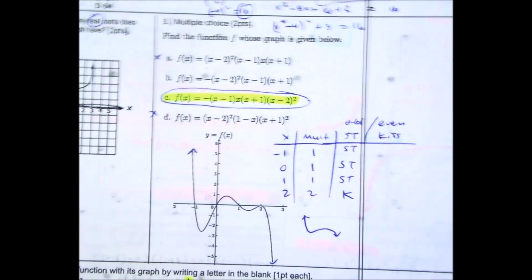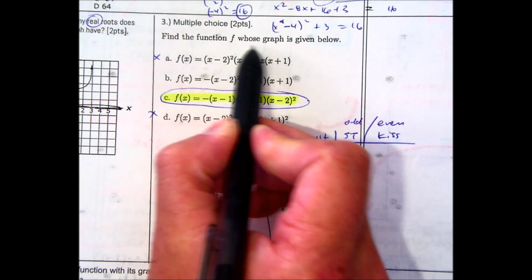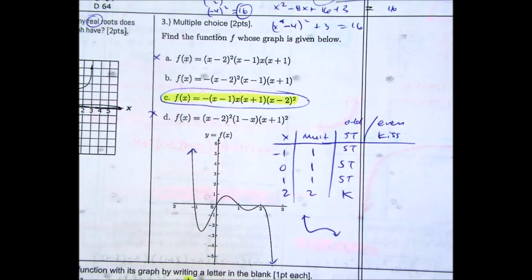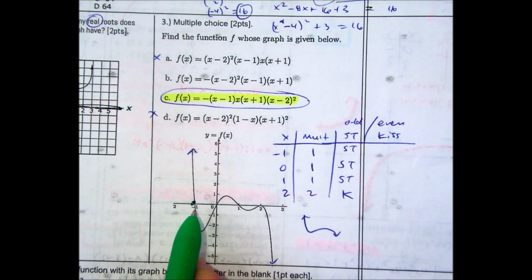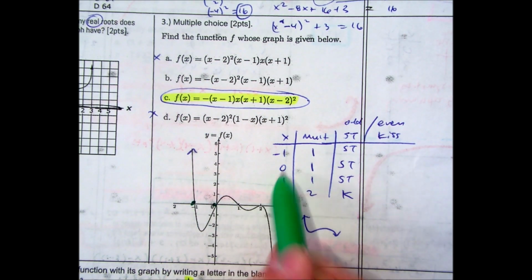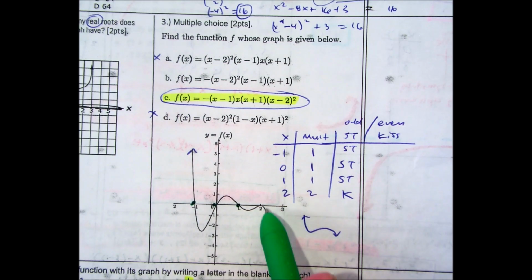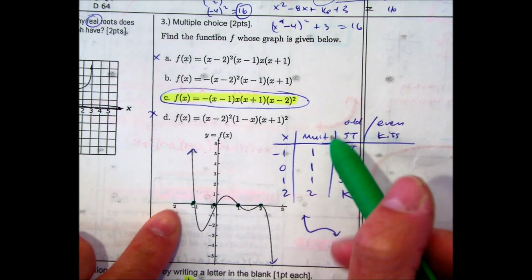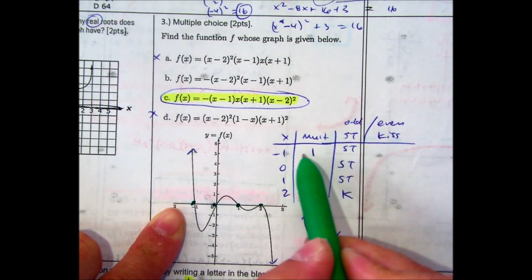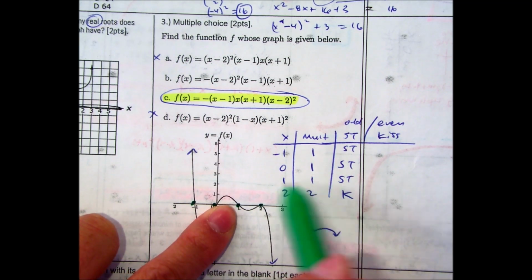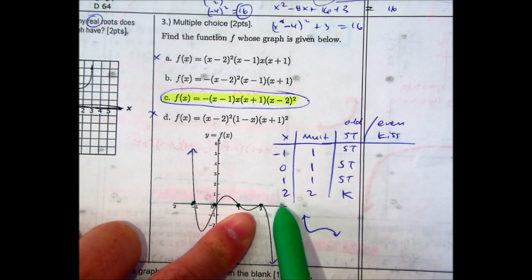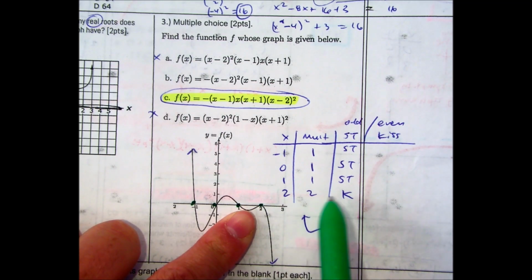Question number 3. Find the function f whose graph is given below. So what I did is I went through and looked at each of my intercepts. X is equal to negative 1, 0, 1, and positive 2. Then I noted its multiplicity. If it's shooting through, then it has a multiplicity of 1. Shooting through, multiplicity of 1. Shooting through, multiplicity of 1. There I'm bouncing or kissing. There it has a multiplicity of 2.